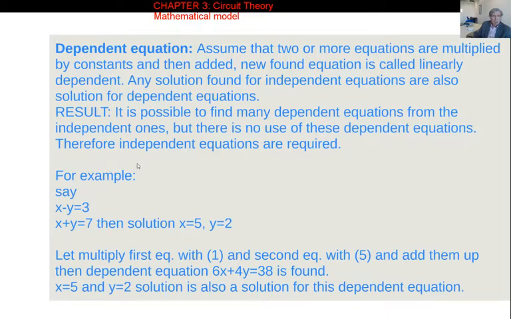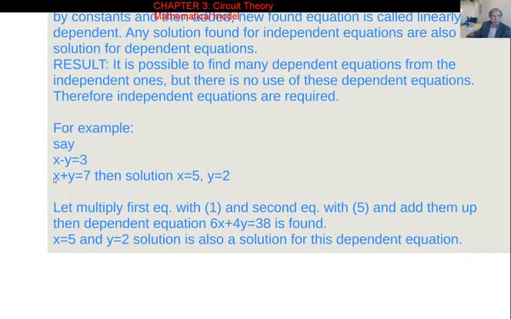Let's examine it with an example. There are two equations here, and these are independent equations, and the solution for these equations is x equals 5, y equals 2. If you multiply equation 1 by 1 and the second equation by 5, multiplying both sides, and add those up, you end up with this equation: 6x plus 4y equals 38.